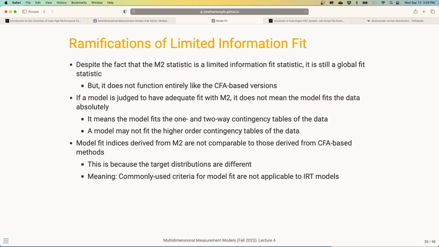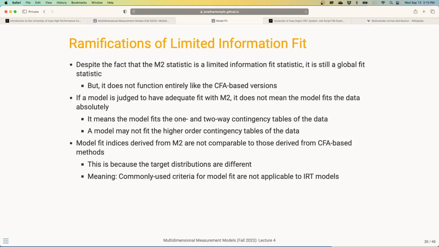But there are some drawbacks. Just because your data fit two-way tables, doesn't necessarily mean your model fits your data. It just means we can't necessarily see if it doesn't. But I think generally speaking, fit to two-way tables is probably at least a good start. If you can make it fit two-way tables, I don't know how much different the other ones will be. It'll be harder.